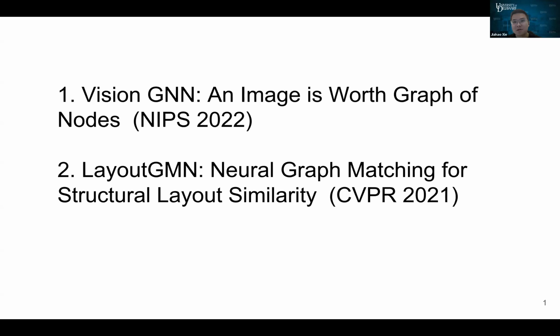The second paper is Layout GMN: Neural Graph Matching for Structural Layout Similarity, focusing on structural layout comparison in designs such as floor plans and user interfaces. We will explore these two papers separately, going deep into their methodology, experiments, and key contributions.